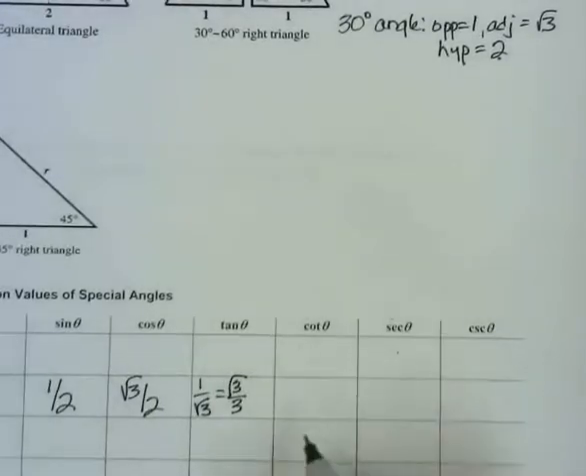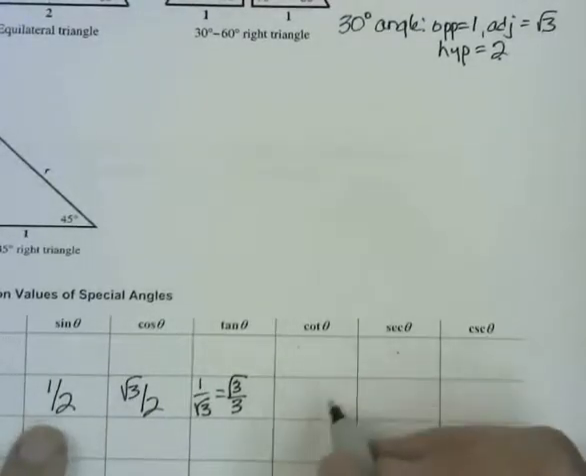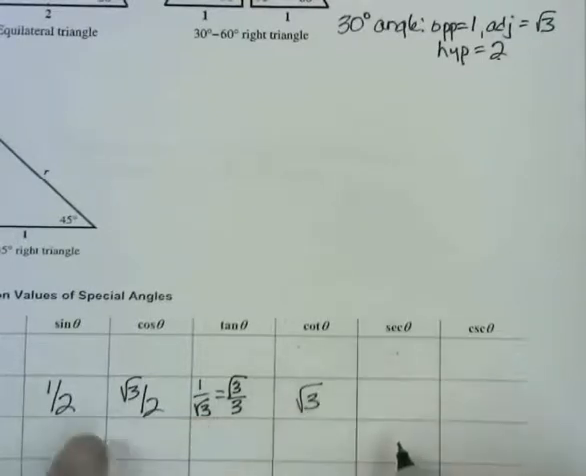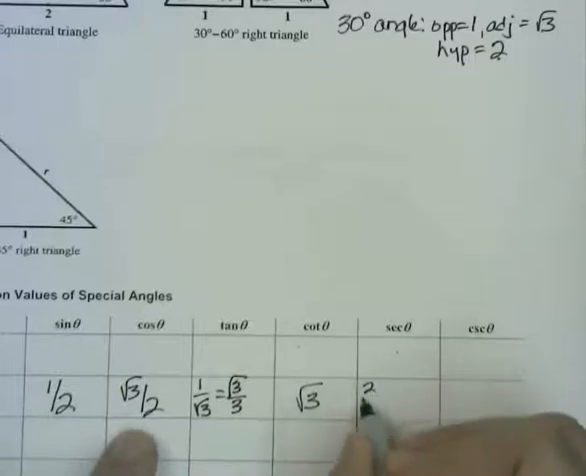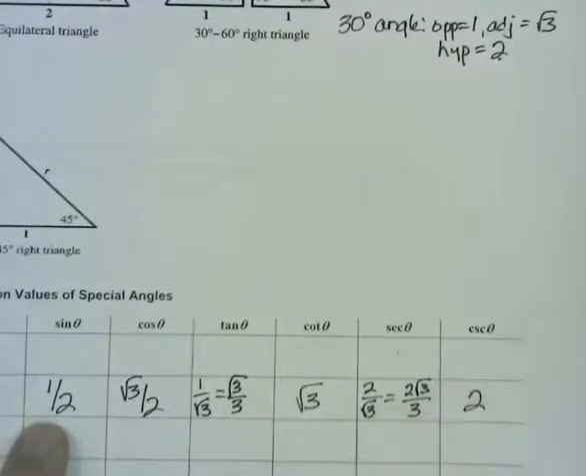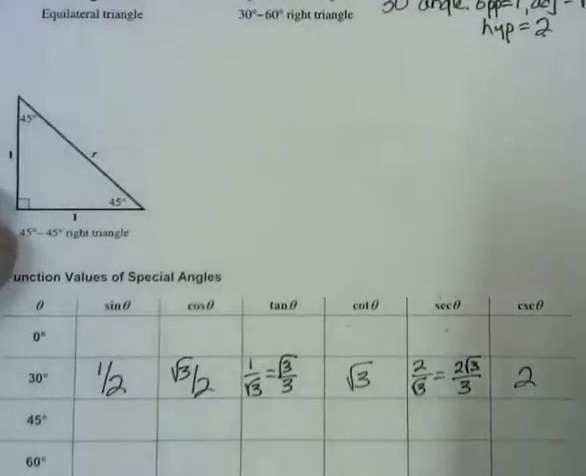And then for these 3, we could just take these and flip them over. So cotangent, if we flip this over, that would just be the square root of 3. Secant would be 2 over the square root of 3, which if we rationalize the denominator, we get 2 times the square root of 3 over 3, and cosecant would be 2. So that's for the 30 degree angle.